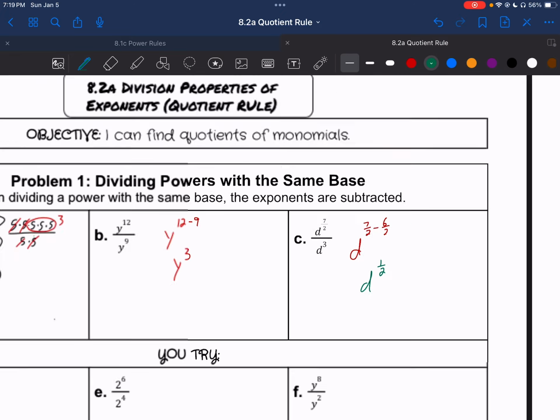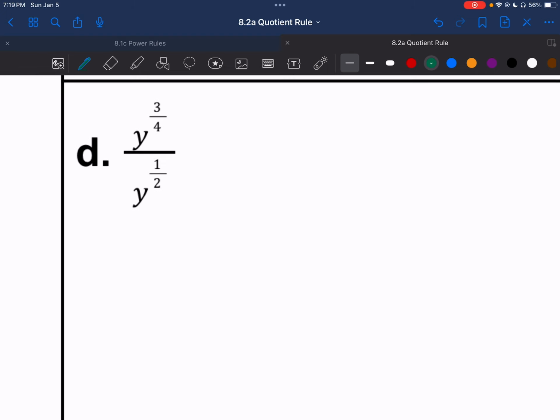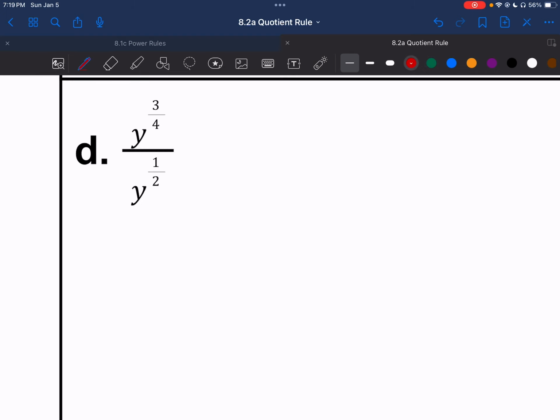All right, so now you guys are going to try that with letters D, E, and F on your own, and then check your work against mine. So letter D, again, we have one of these fractions where we need to get a like denominator. So we have y to the 3/4 power minus 1 half. Well, how many fourths is 1 half? It's 2/4. All right, and so when you subtract that, you get y to the 1/4 power as your answer.